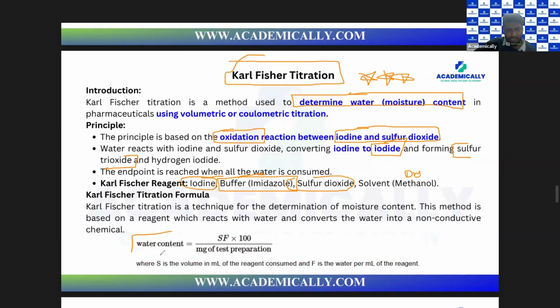GPAT 2014, formula for water content determination. S is the volume in ml of the reagent which is consumed, and F is the water equivalent per ml of that reagent, divided by the milligrams of sample or the test preparation that you are using. Whatever I've marked here is a question. What is the primary standard used in Karl Fischer? Sodium tartrate dihydrate.